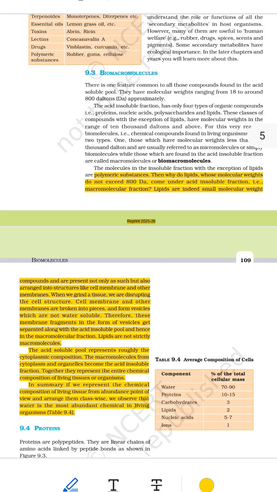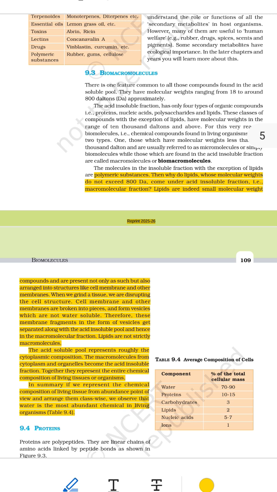Certainly. Here's a deep, detailed summary of the entire topic, broken down into the simplest terms. Acid-soluble and acid-insoluble fractions. When scientists study cells or tissues, they grind them up to break open the cells and separate the chemicals inside. This is done by adding acid to the crushed tissue. The acid causes the smaller molecules to dissolve, while larger molecules stay insoluble, don't dissolve.